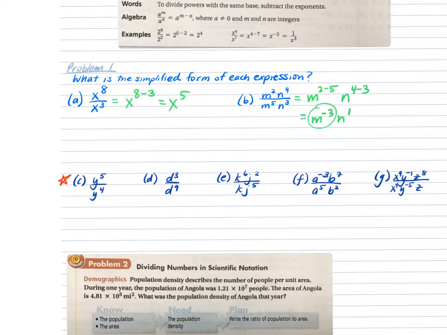And since this is negative 3, this is going to go in the bottom of our fraction. And so n to the 1 over m to the 3rd. And remember, we don't write the 1 exponent. So this is just n over m to the 3rd.